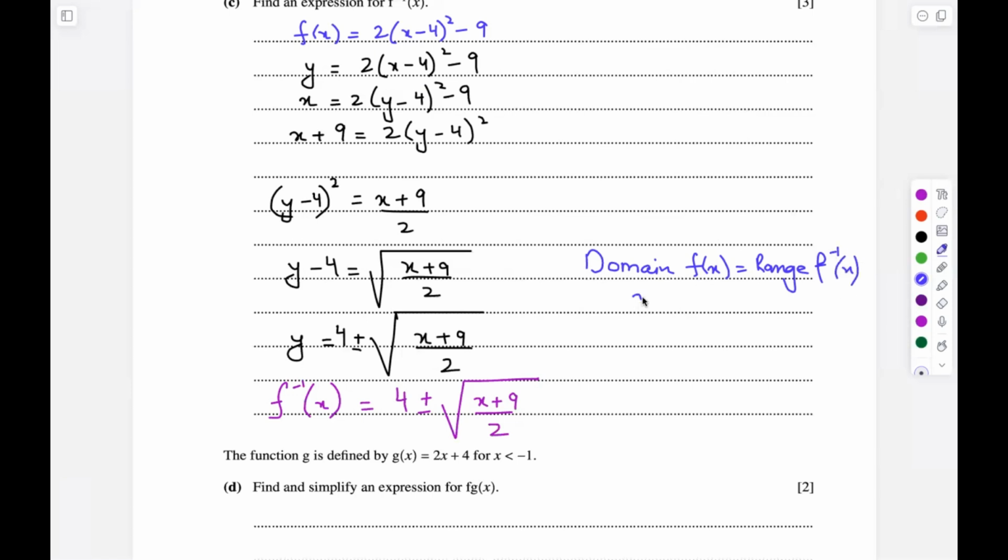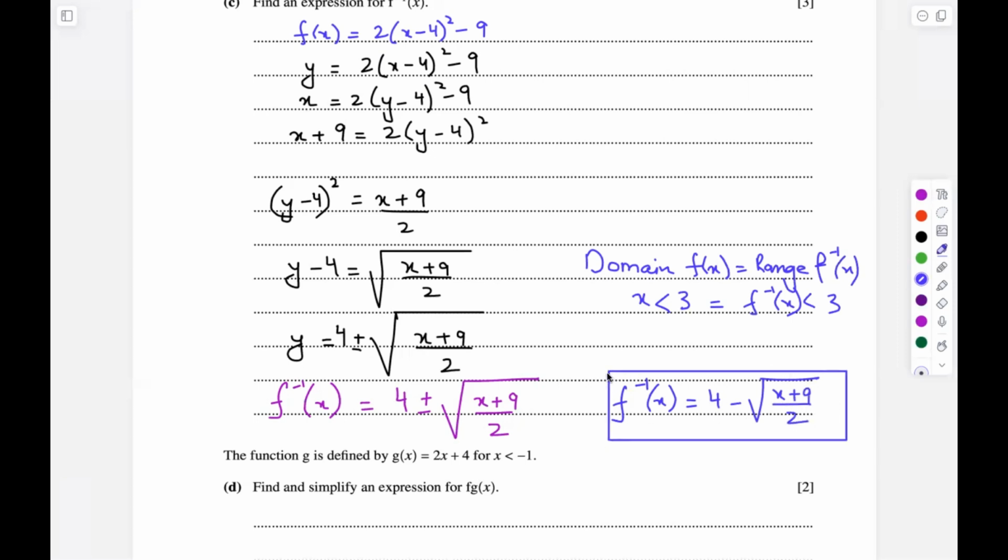So the domain of f of x was x is greater than 3, which means the range of f inverse of x will also be greater than 3. It was less than 3, so this will be less than 3. Now for the range of f inverse to be less than 3, there must be a negative sign up here. So if it was a positive, it will be 4 or more. So we'll write f inverse of x will only be 4 minus the square root of (x plus 9) upon 2. So for this value, this will always be less than 3.